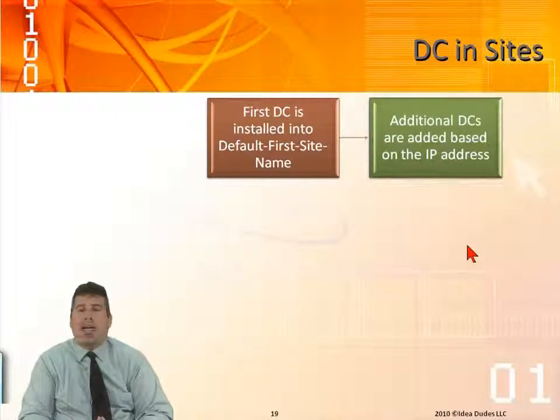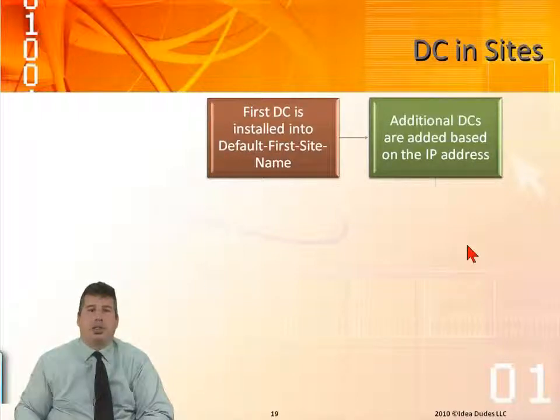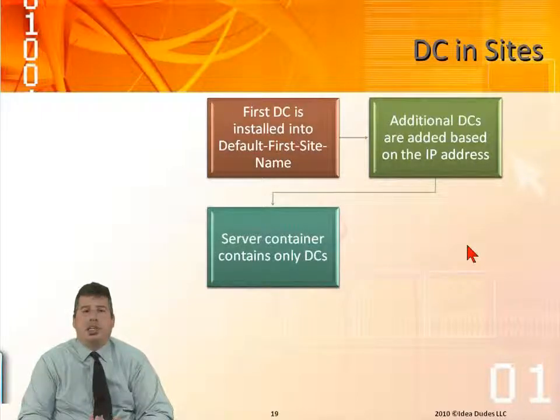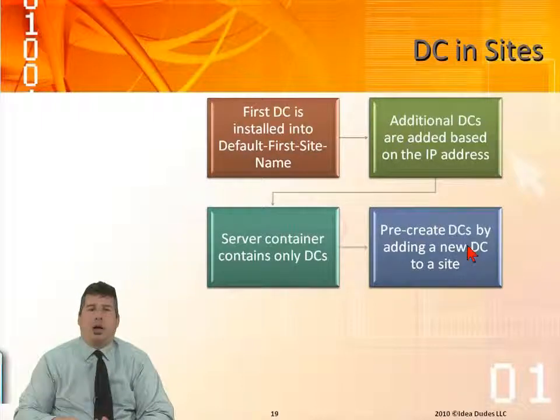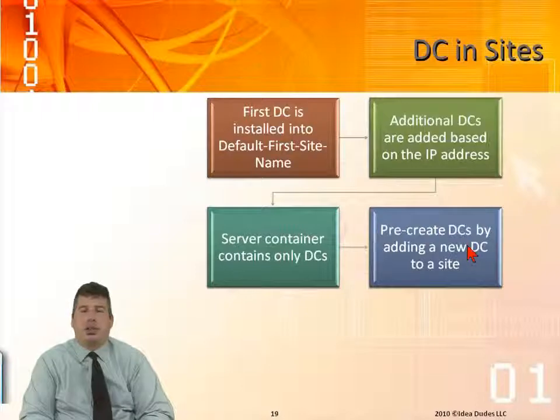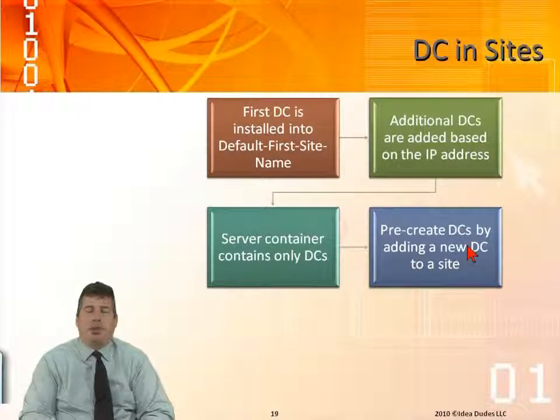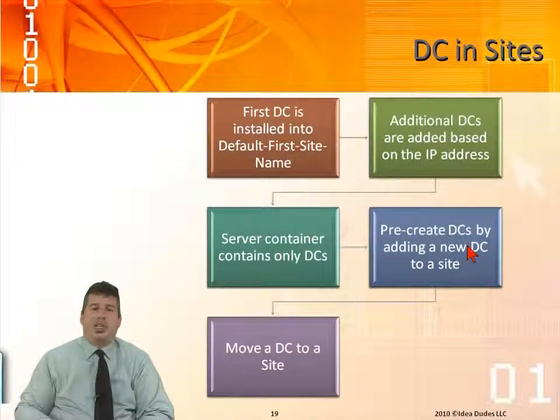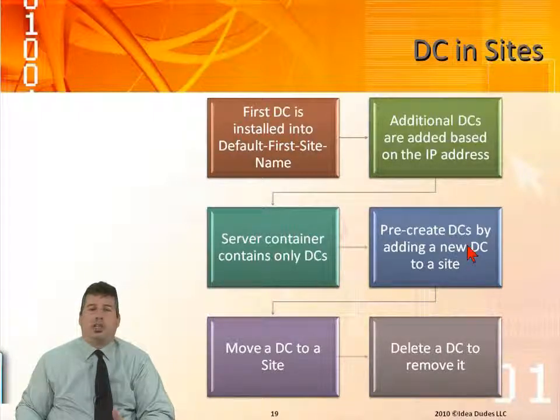Additional DCs are added based on the IP address. Server containers contain only the DCs, domain controllers. Pre-create DCs by adding a new DC to a site. So what we can do is right click and say new domain controller. Then we have it within the site. When we actually install, it's automatically going to be there. Move a DC to a site by doing a drag and drop. Delete a DC to remove it.